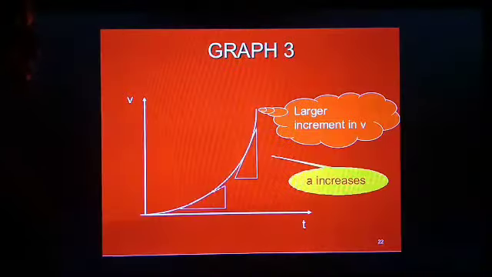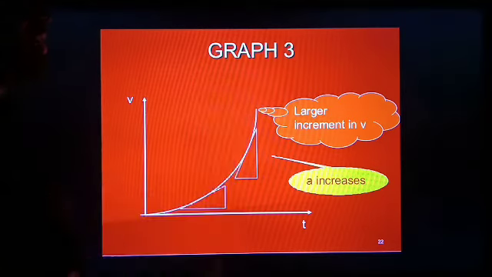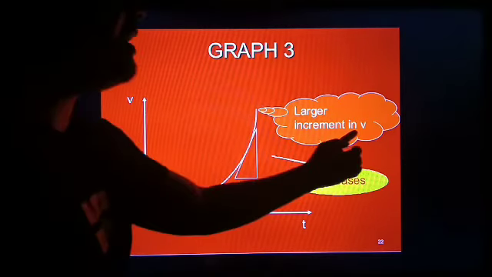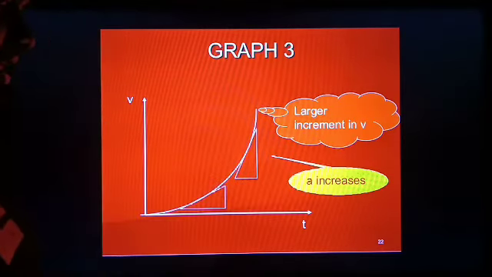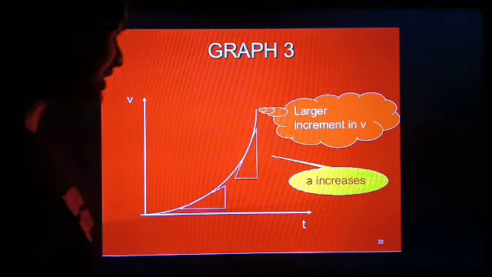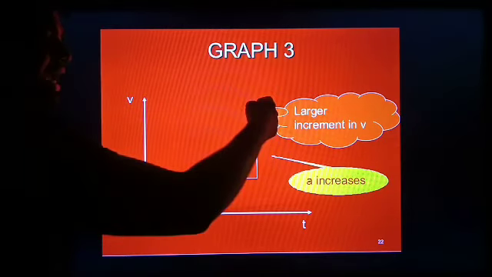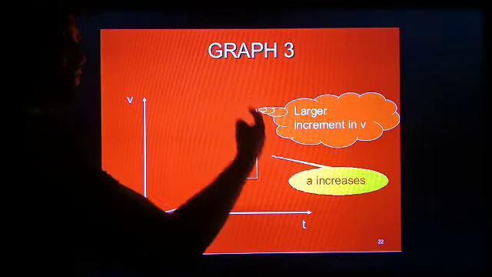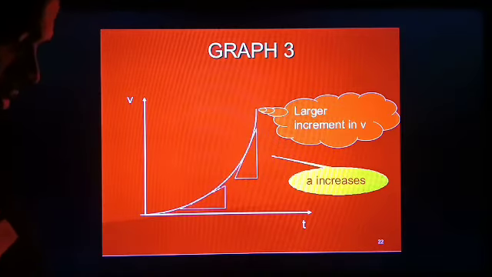Third, suppose that the VT graph is shown like this. It means the increment in V is large. It means the acceleration increases. This means that the acceleration of the body increases.